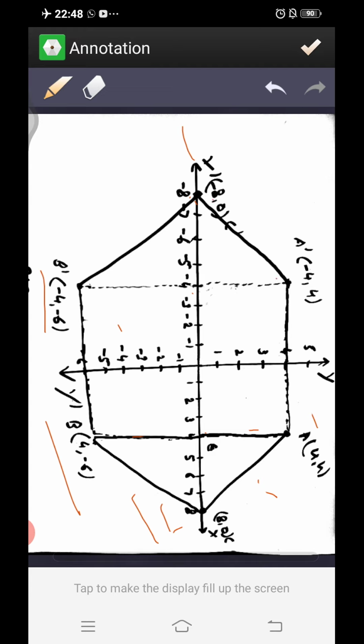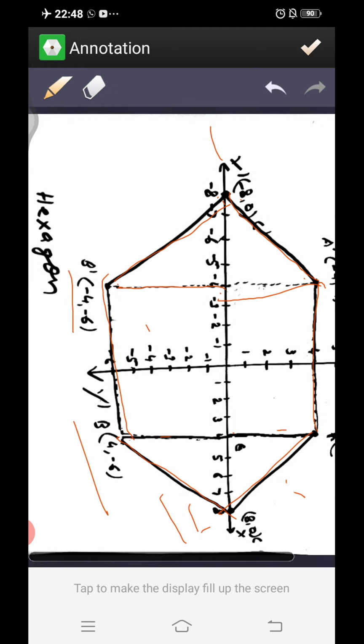Now we have to join all these lines like this, like this, like this, and we will join all. So we get this, a hexagon. It's not a regular hexagon, because we can see here this length is 6 and this length we are getting 4. So this cannot be a regular hexagon. It will be only a hexagon. Its geometrical name will be hexagon.